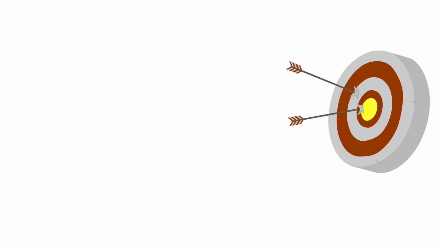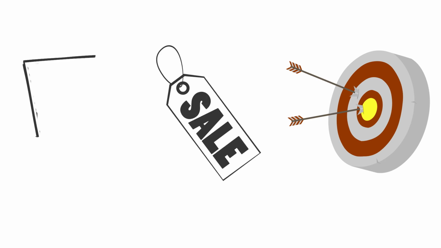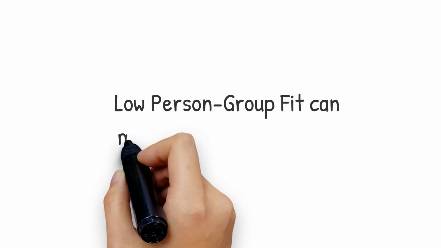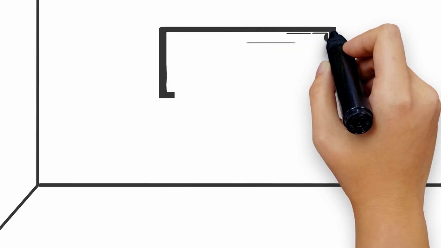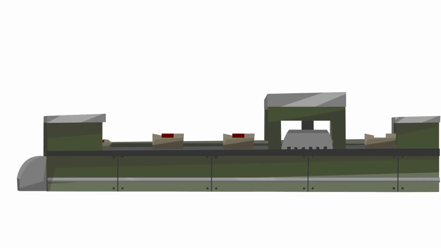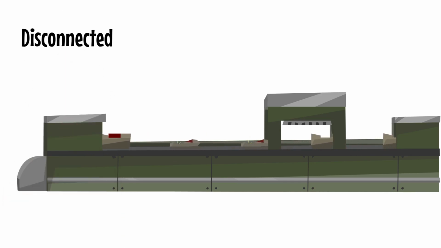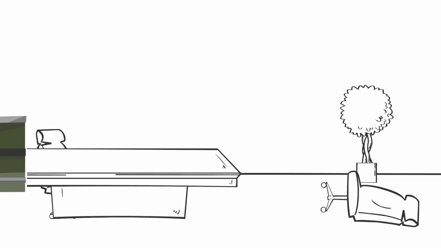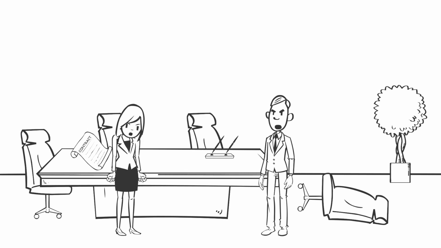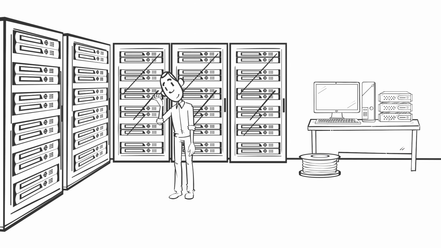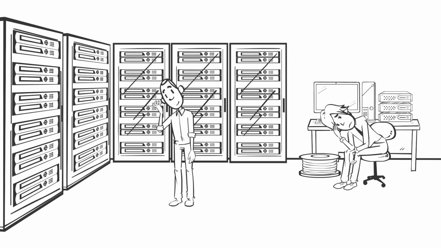Low person-group fit occurs when an individual's goals, values, and work style clash with the goals, values, and work style of his or her coworkers. Low person-group fit can manifest in various ways, each of which has the potential to disrupt workplace harmony and hinder productivity. Firstly, it can lead to decreased job satisfaction and engagement among employees. When individuals feel disconnected from their workgroup or find themselves at odds with the prevailing norms and values, their motivation and commitment wane. Moreover, low person-group fit can give rise to interpersonal conflicts within teams, impeding collaboration and innovation. These conflicts can escalate and erode the overall effectiveness of the workforce.